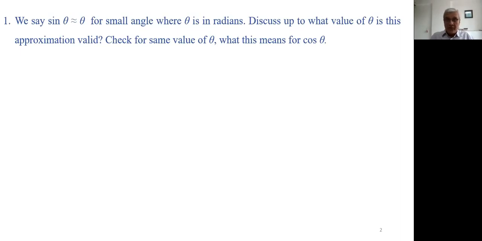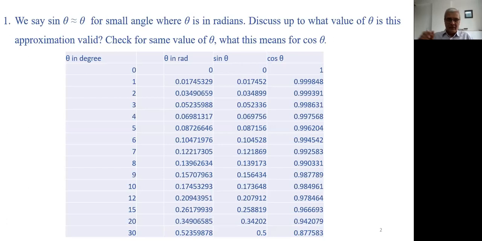You may use your calculator and check for some values of theta. Many times when this question is asked, some students say at 10 degrees, some students say at 15 degrees. So let's see actually what are the values for which we can assume sine theta nearly theta. So here is the table of values, for theta starting from 0 degree to 30 degree converted into radian, and look at the values of sine theta and cosine theta.